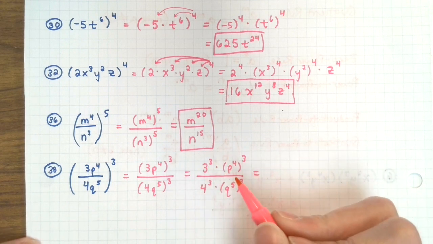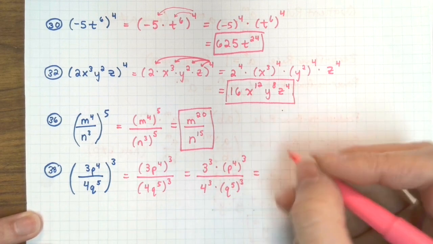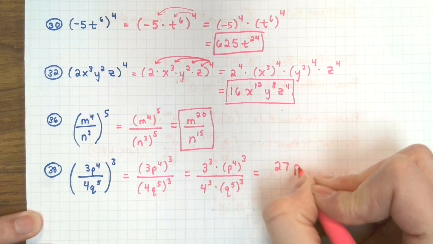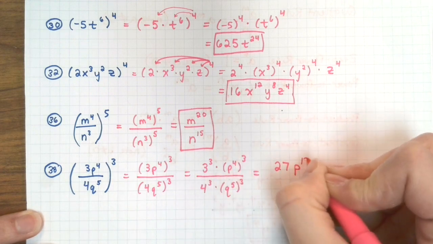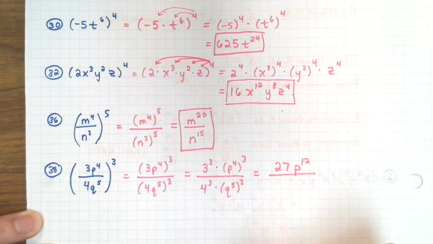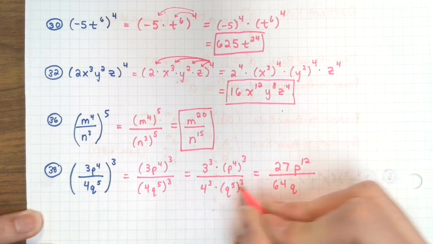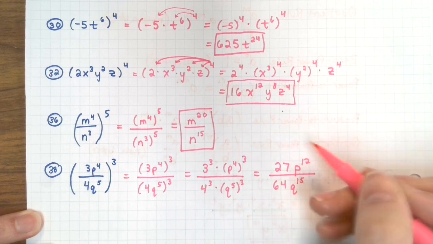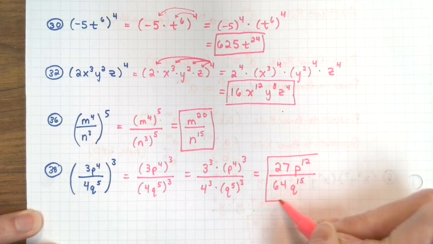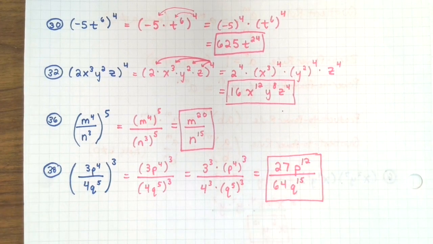Now, 3 to the 3rd, we can actually simplify that. 3 to the 3rd power is going to be 27. P, and then 4 times 3 is 12. So that's our numerator. And then 4 to the 3rd power is 64. And then 5 times 3 is 15. So this would be our final simplified expression for that problem.